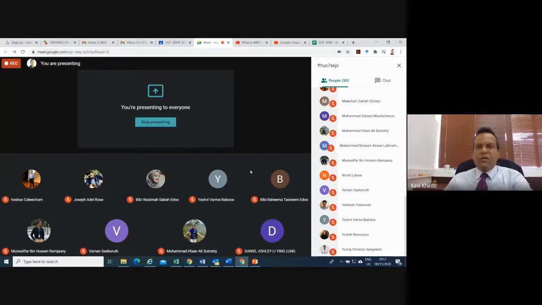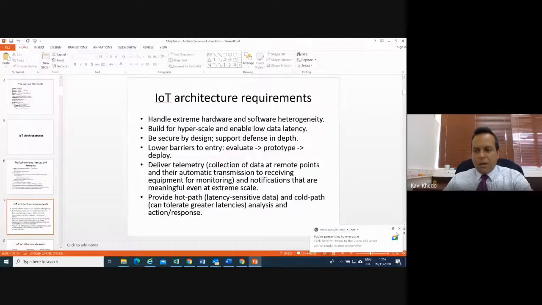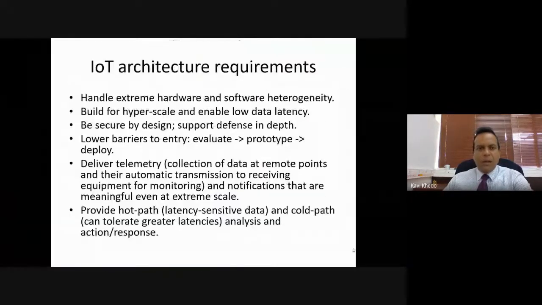Okay, and obviously software heterogeneity, that is, it is not dependent on one type of OS, on one type of software. It can work with different types of software. So if I put the slide again, when we are saying that an IoT system should handle extreme hardware and software heterogeneity, previously our systems were the opposite of this. I'm trying to find the word, opposite of hardware and software heterogeneity. It is single-minded. It works with only one kind of software, one kind of hardware.